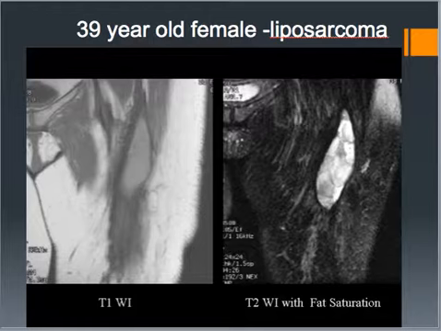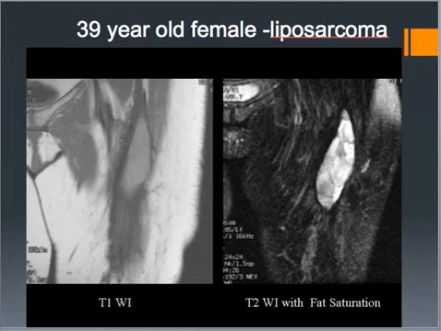This is a 39-year-old female patient with liposarcoma. Liposarcoma is a rare type of cancer that begins in the fat cells. So you can see on this image here, this is a T1 weighted image, and you can kind of see the liposarcoma right here. But when they use a fat saturation technique, you can see the liposarcoma. It stands out so much better in that. The fat saturation actually gets rid of the fat or changes the fat to black on the image to better see any abnormalities.